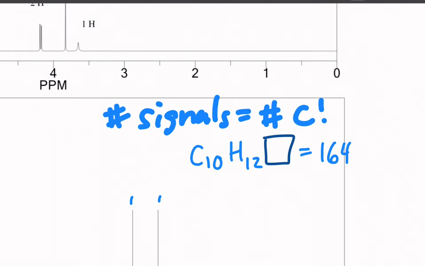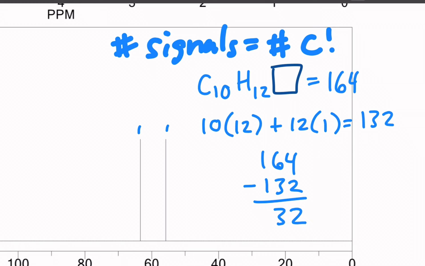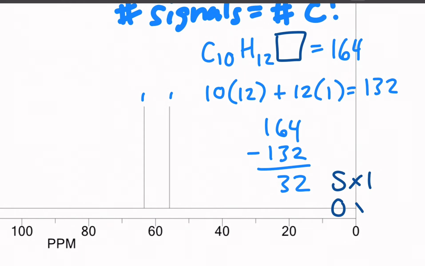Well, carbon is 12, and there's 10 of them. Hydrogen is 1, and there are 12 of those. So that gives us 120 plus 12, which is 132. And if I take 164 and subtract 132, we get 32. If you check your periodic table, that's pretty close to the molar mass of sulfur. So it could be 1 sulfur, or it could be 2 oxygens.